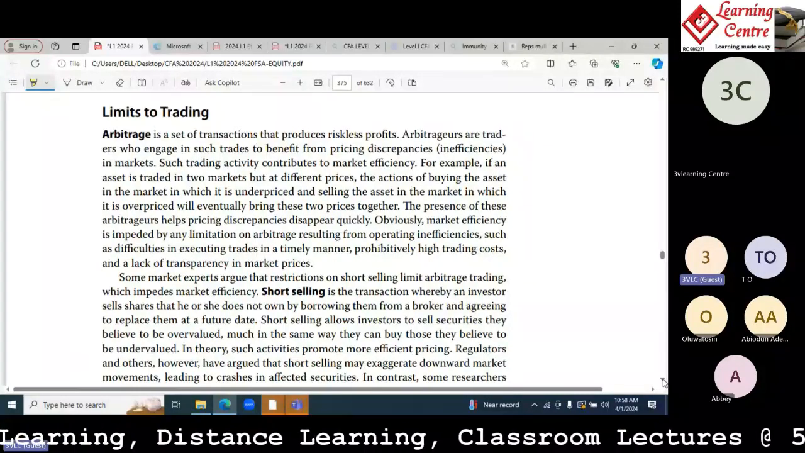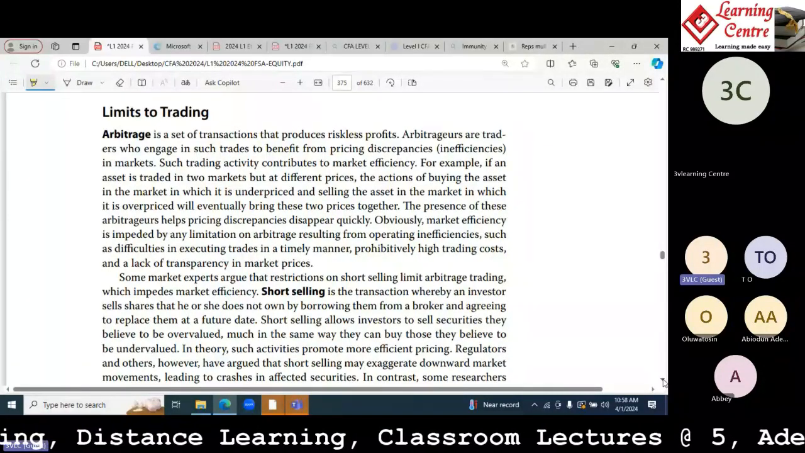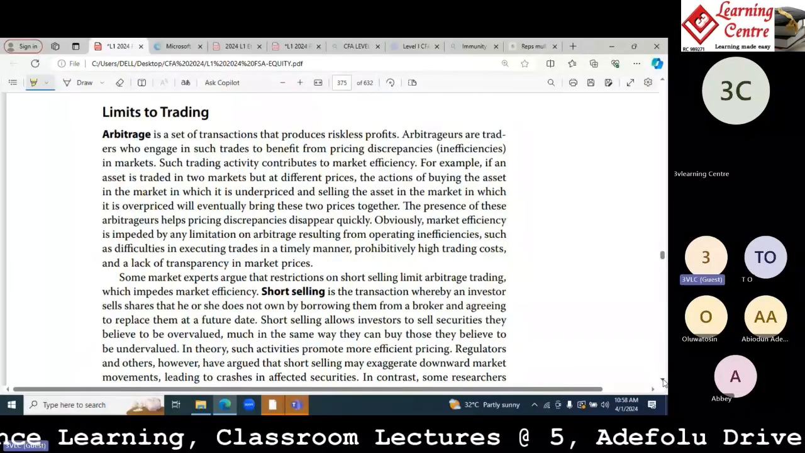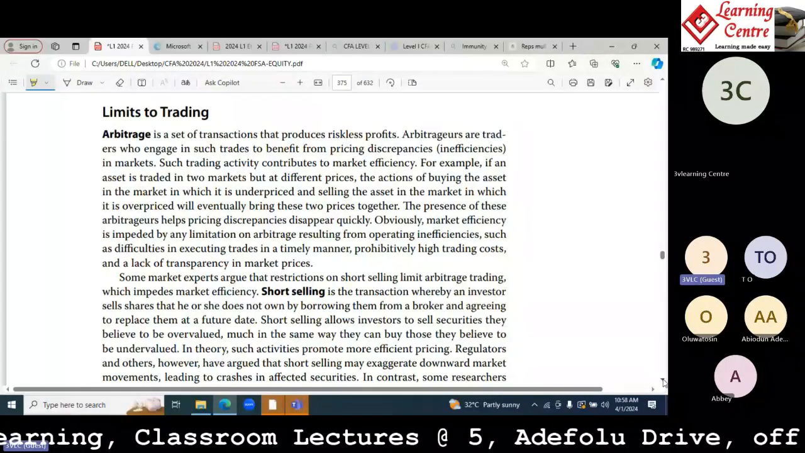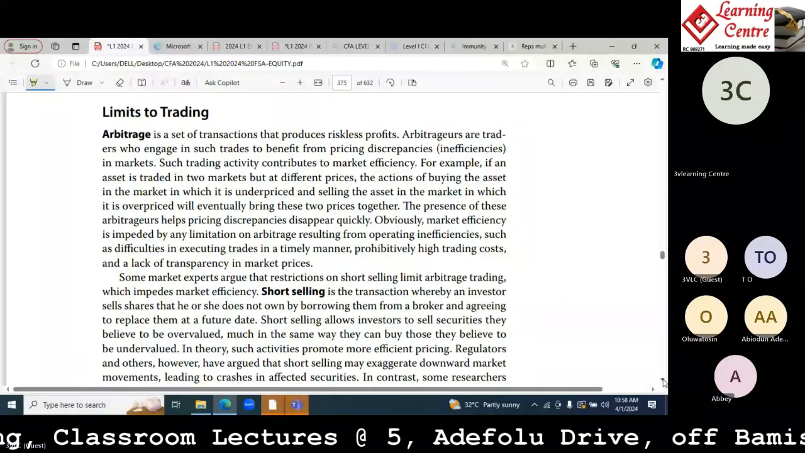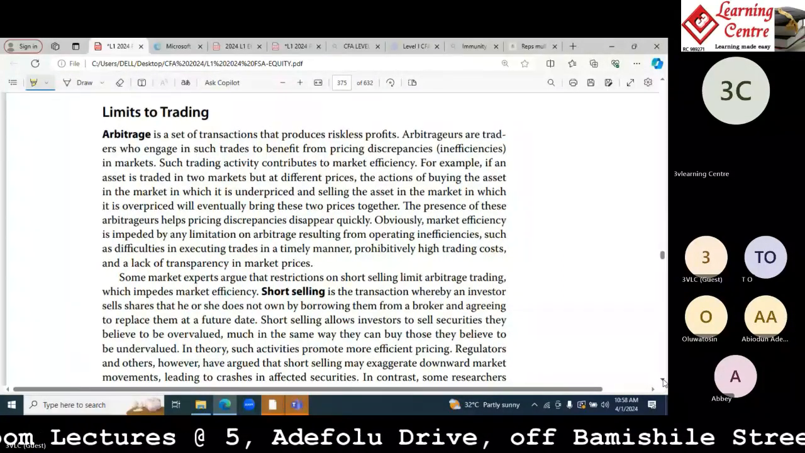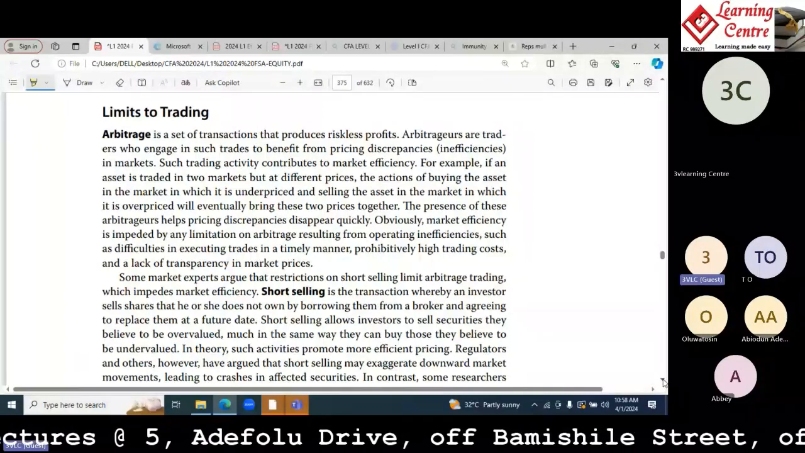The Nigerian Stock Exchange does not allow for short selling. So if I see a bad company, I cannot short sell. I can't take advantage of it. All I can do is what? Avoid the company. However, I should be able to short sell.